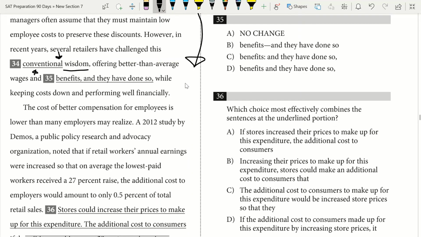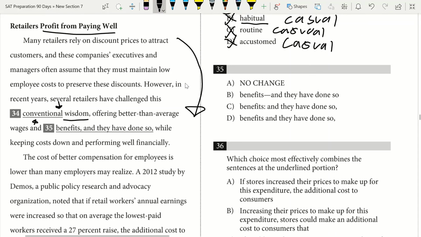All right, "offering better than average wages and benefits," then I see that I have a comma, and "they have done so while keeping costs down and performing well financially." A big red flag to me right away is the word "while." The word "while" is a subordinating conjunction, so I'll write "sub conj" for subordinating conjunction. Subordinating conjunctions are your while, when, where, why, things like that. After is another example, or even although. We don't want a comma before a subordinating conjunction. If we just said an independent clause and now we're saying a subordinating conjunction, we do not want a comma before that.